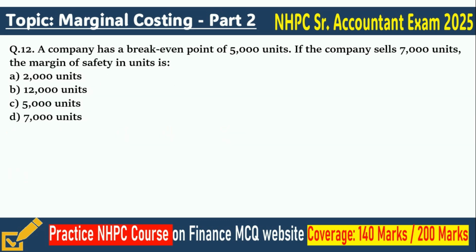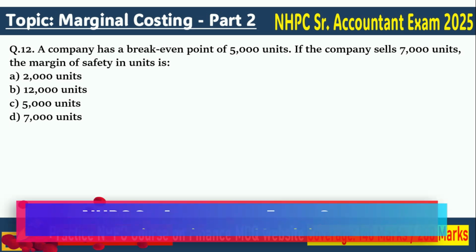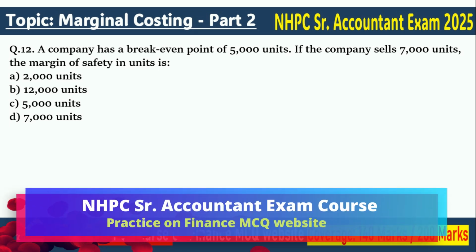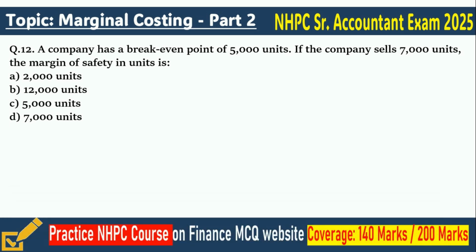A company has a break even point of 5,000 units. If the company sells 7,000 units, the margin of safety in units is option A 2,000 units, option B 12,000 units, option C 5,000 units, option D 7,000 units. So, friends, what is the formula for margin of safety?